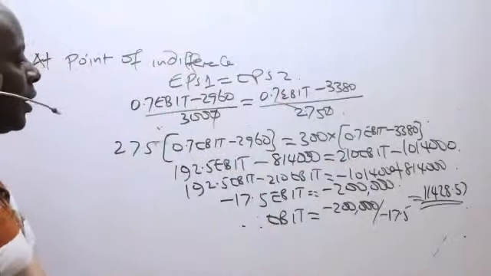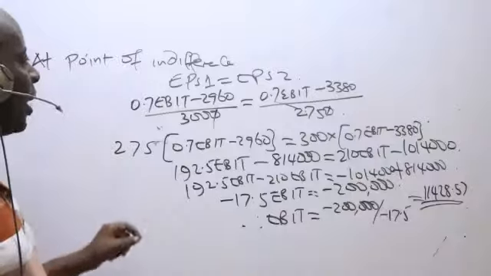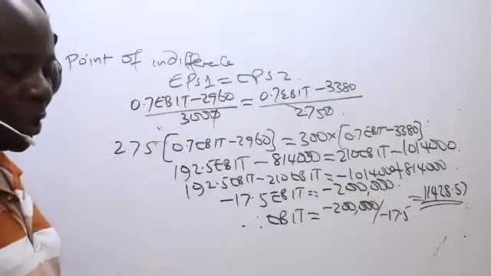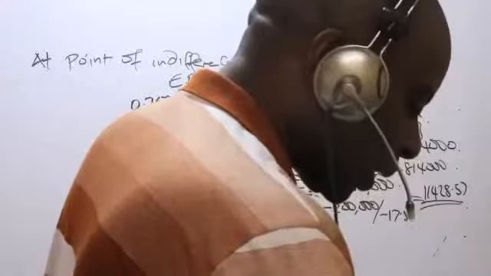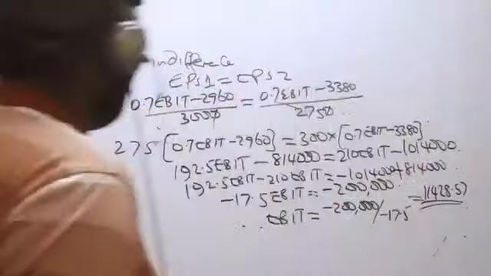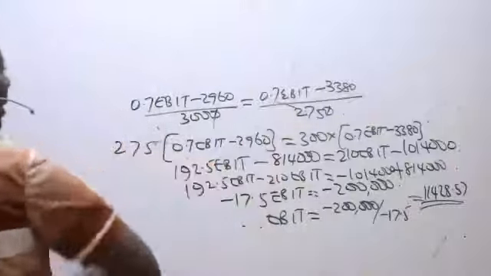Now, having gotten this part one, this is your EBIT at the point of indifference. How about EPS? Already we have the EPS equation. You can see number 2, Roman 2, they want EPS.